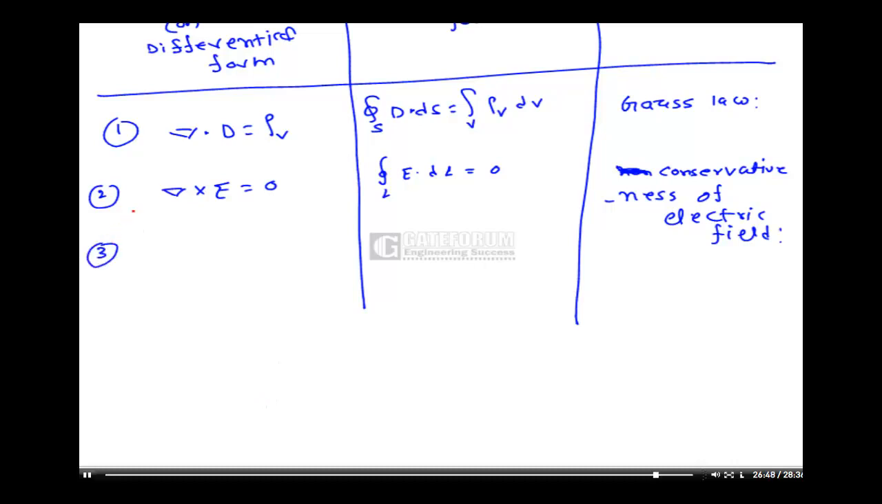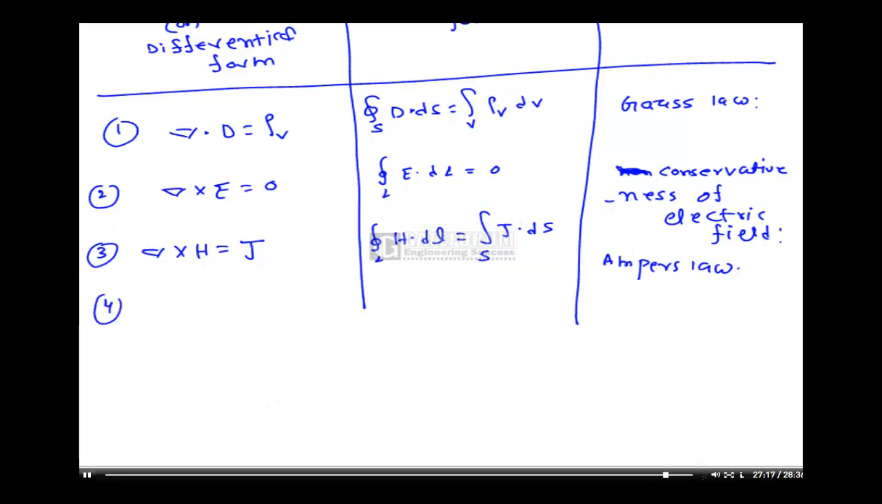The third one, which we derived from magnetostatics, is del cross H is equal to J. So the integration over L of H dot dl is equal to the integration over S of J dot ds, a closed line and an open surface. This is basically derived from Ampere's law.